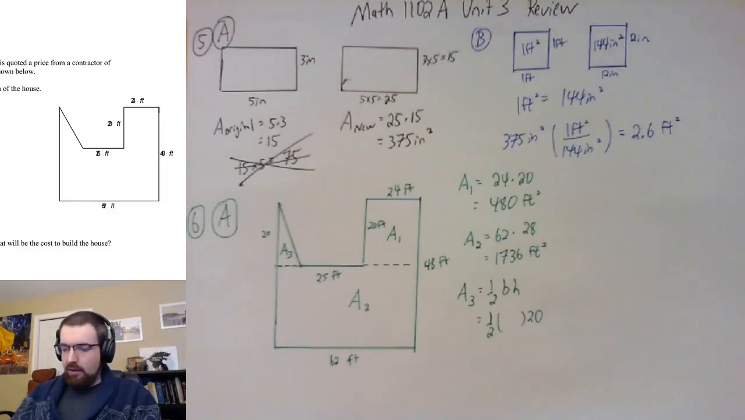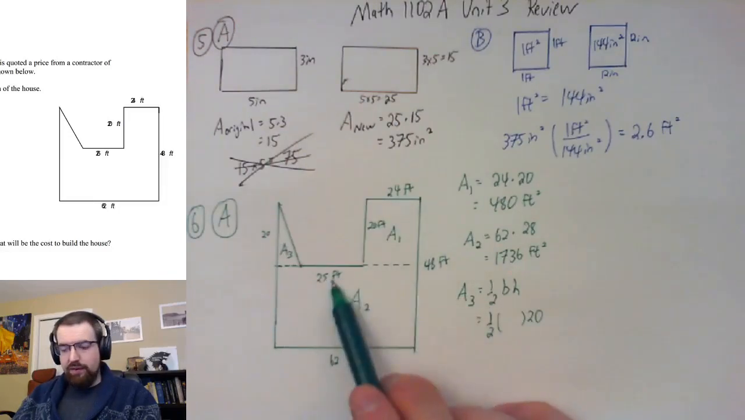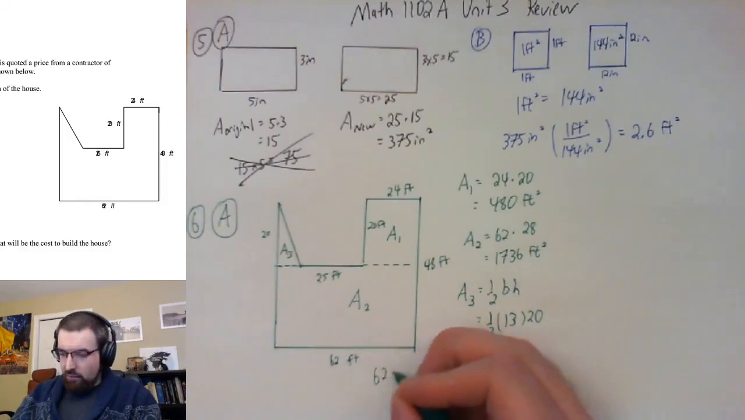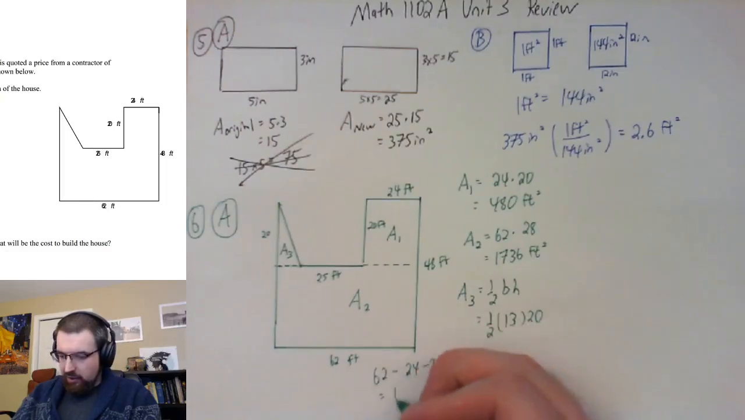Well, we know that the base of the full shape, the bottom of the full shape across here is 62. We know that this is 24 and this is 25. 24 and 25 put together make 49. And we know 62 minus 49 is 13. So that's how we know, right? So it's going to be 62 minus 24 and minus 25. That's going to equal 13.